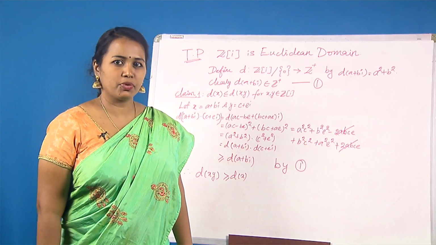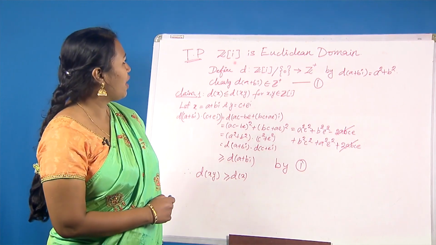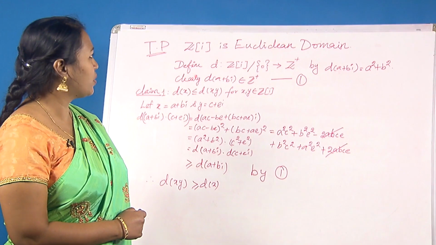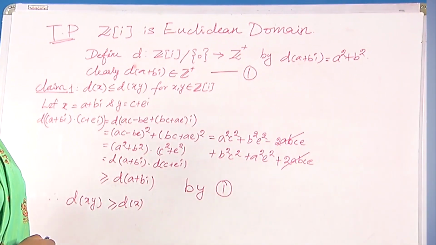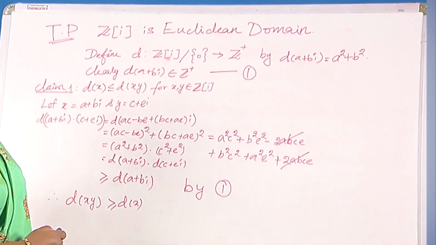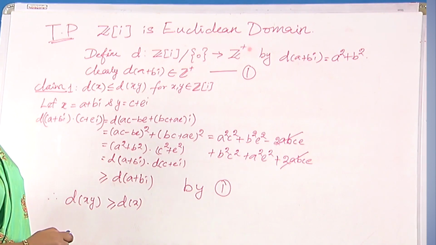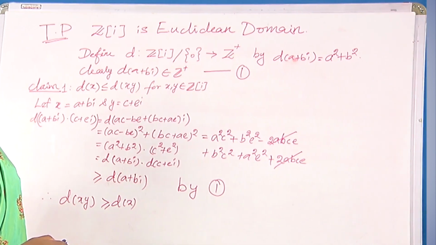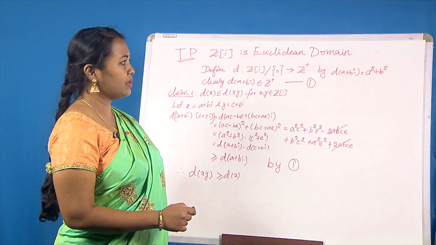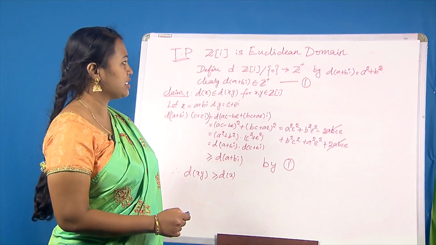Now, we shall see the proof of this theorem. We now have to prove that Z[i] is a Euclidean domain. The function d has already been defined: d from Z[i] minus {0} to Z+ has been defined as d(a + bi) is equal to a² + b². This is given already in the statement.